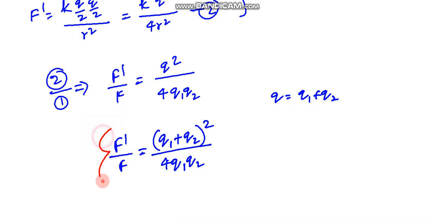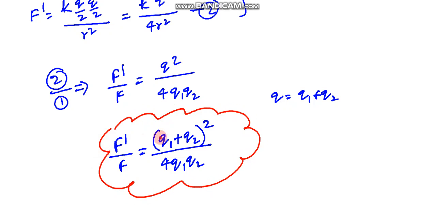So this is the shortcut formula to get the value of force, or if you want to get the ratio of force, then you can use this equation, right? So hope this will be helpful for you.